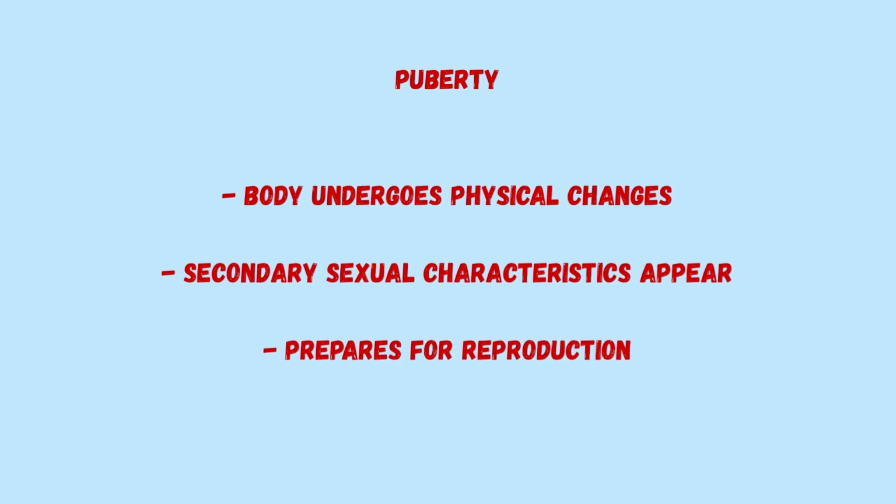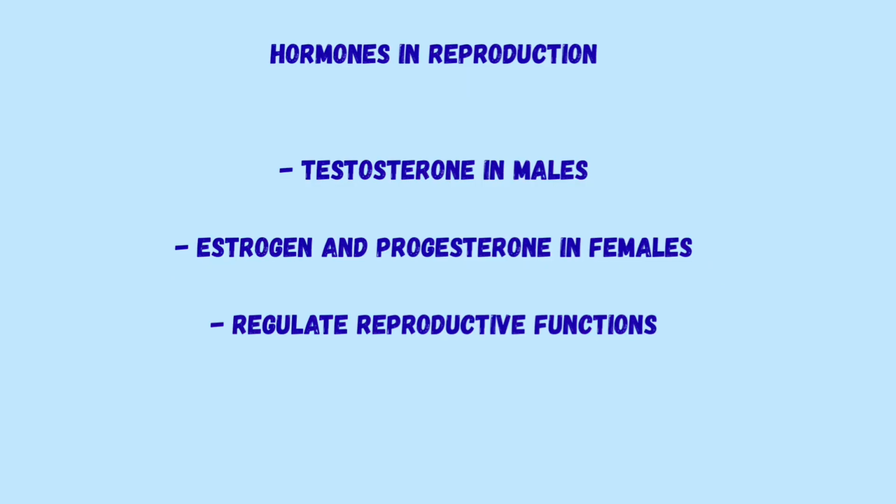What does puberty mean here? The body undergoes physical changes. Secondary sexual characteristics appear here. The body prepares for reproduction. What are hormones in reproduction? Testosterone in males and estrogen and progesterone in females. They regulate reproductive functions. Alright.